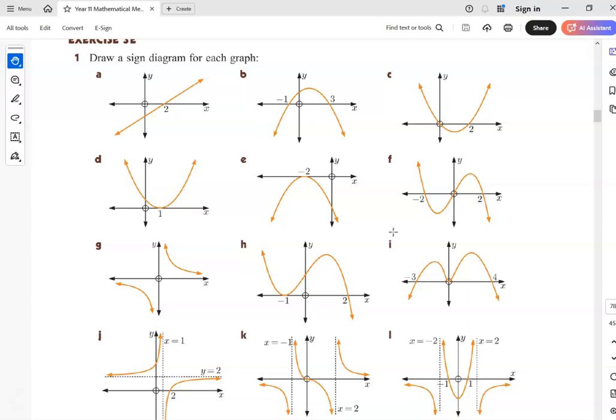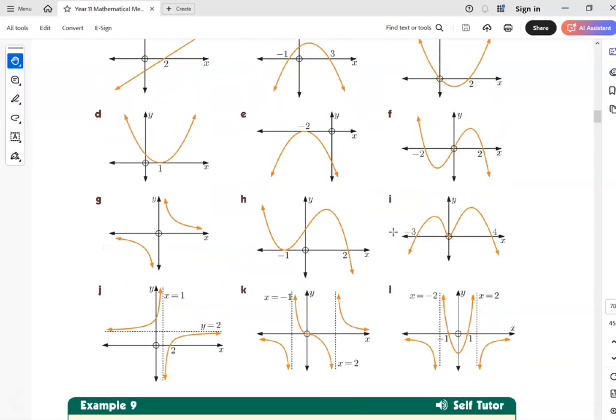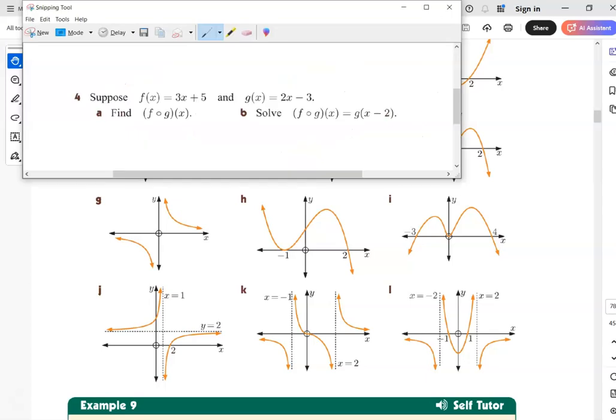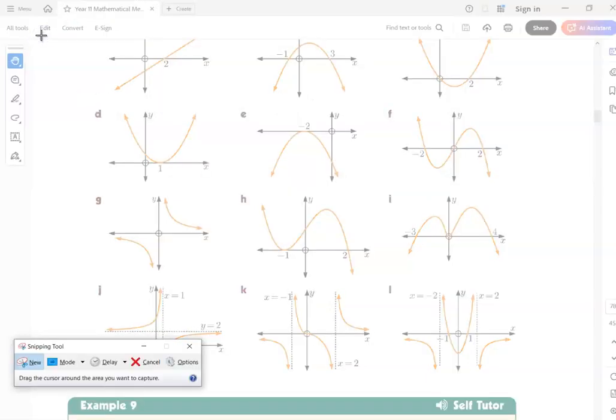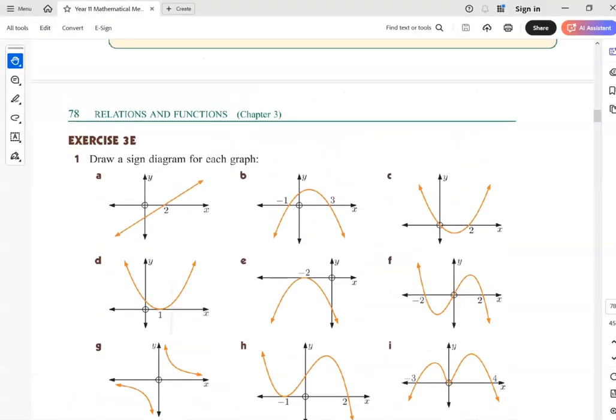Can we say you can do 1, 2, 3, 4, 5, 6, 7, 8, 9, 10, 11, 12. So you have to do 6 actual sign diagrams, and the other ones visualize what the sign diagram would be in your head and check the answer. If you want to do all 12, go for it. And let's just do a couple to get us started.